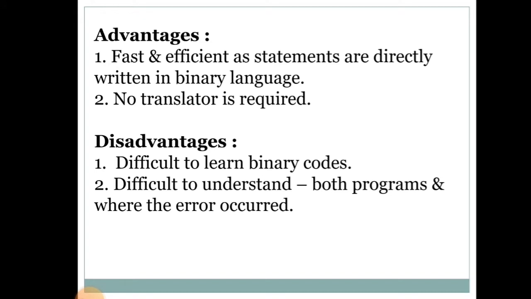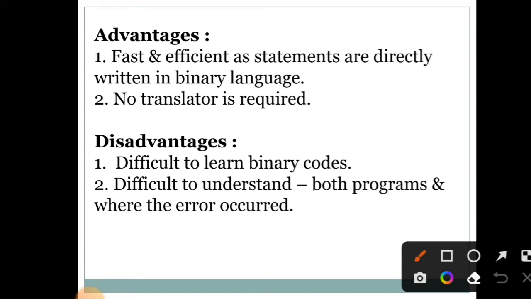Advantages of first generation programming languages are that they are fast and efficient, as statements are directly written in binary language. The program is written in binary language, so no translator is required. These are the advantages. Next, the disadvantages: it is difficult to learn binary codes, as it is not possible to remember all the sequences of zeros and ones. It is also difficult to understand both the program and where the error occurred. Rectifying errors is very difficult in machine level language.